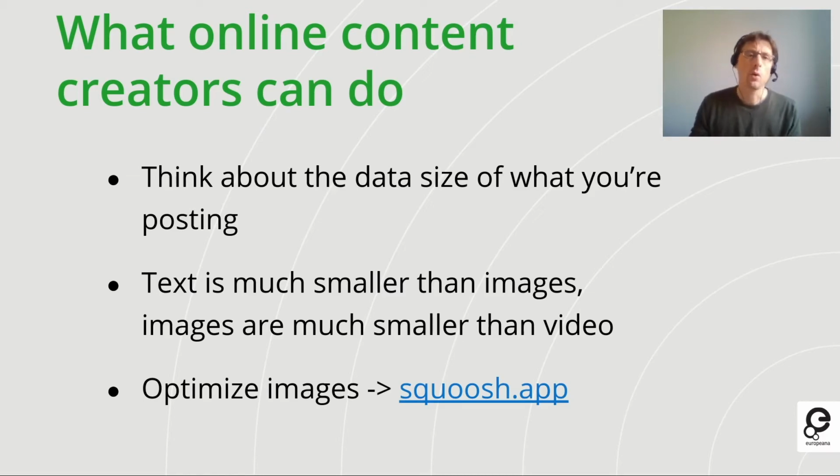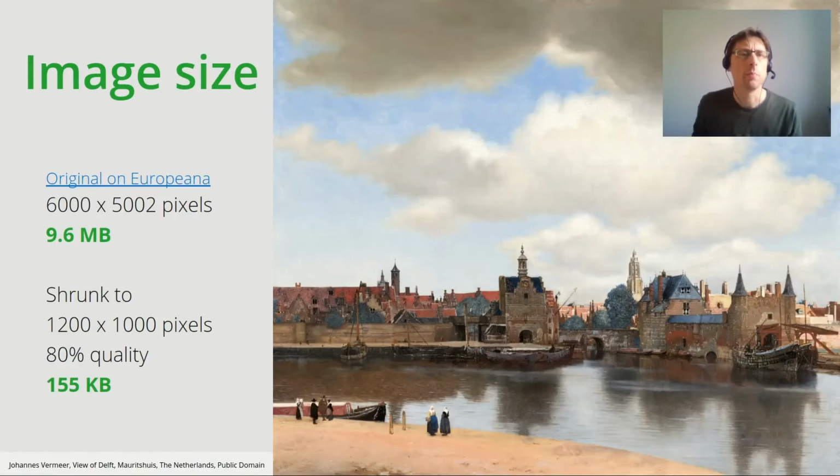If you look at video and images, you can also try to optimize them, make them smaller. For images, there's a very good website to do that online. It's just called squish.app. And I will explain a bit more about what I mean with optimize. Here we have the image View of Delft by the painter Johannes Vermeer.